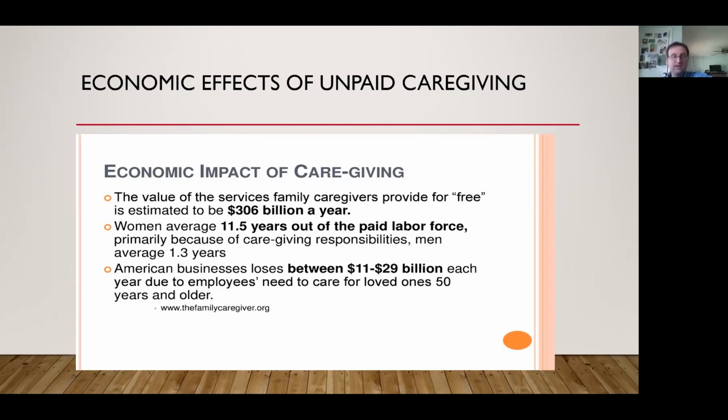And these are for loved ones 50 years and older alone. So we're not simply talking about parents, those caring for children, but we are, in fact, in many cases, talking about those who are caring for older family members. And again, the fact that it falls onto families is partly a result of the insufficient policy infrastructure that we have in place to ensure quality care for older Americans.